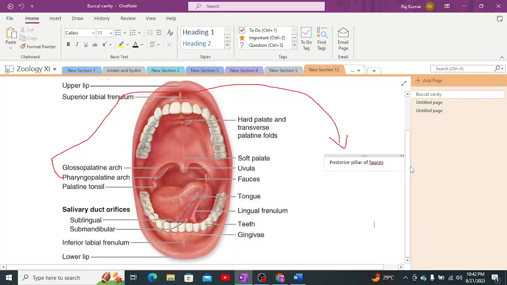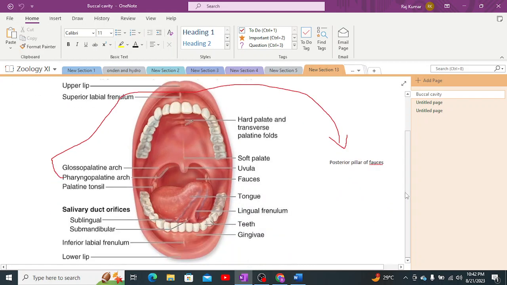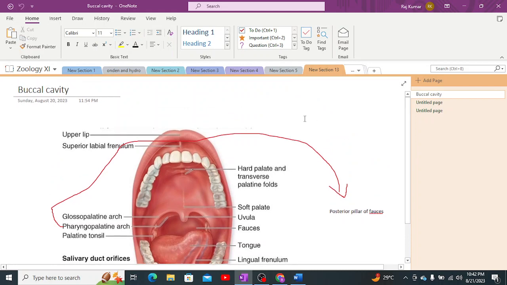One and all, and today we are going to discuss the structure of a buccal cavity. Previously we started our topic, which is digestion in humans. First we are going to discuss the first part from where ingestion takes place. The first step of digestion is ingestion, which involves the intake of complex food molecules.